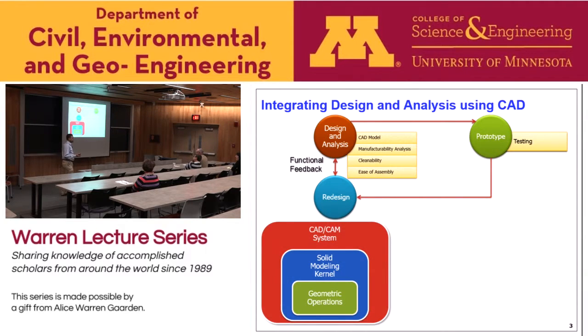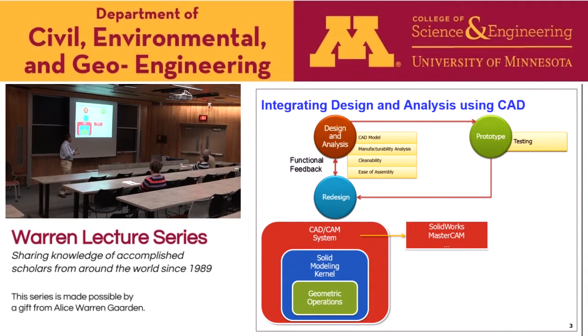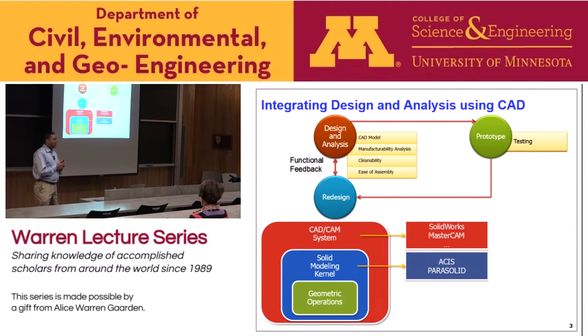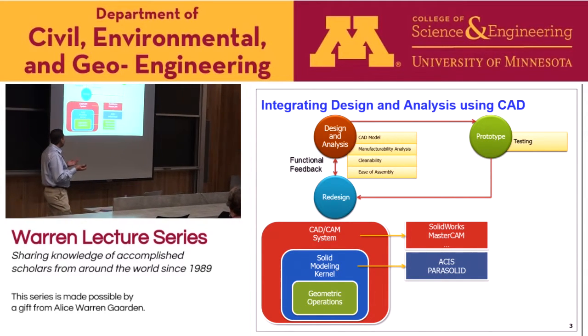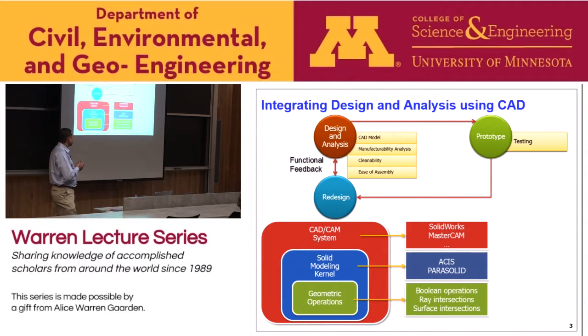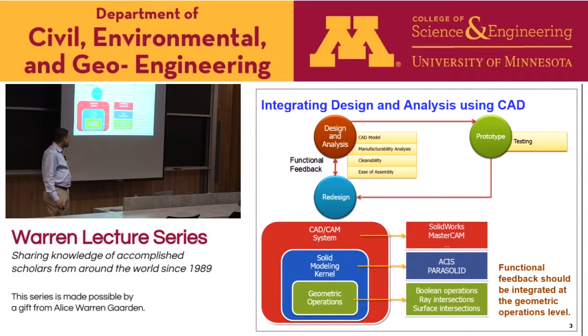The CAD/CAM system essentially has a user interface. Most of the CAD systems that you know of, Mastercam, SolidWorks, etc., provide a user interface to what is called the solid modeling kernel. There are two main solid modeling kernels used commercially, ACIS and Parasolid. These kernels implement the geometric operations, which include Boolean operations, ray intersections, surface intersections, etc. If we want to integrate design and analysis, we have to integrate at the lowest level possible so that it can be used in the CAD/CAM system.